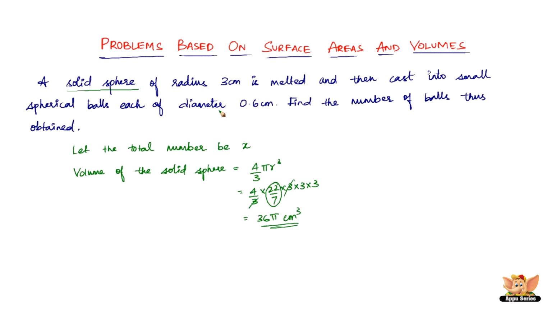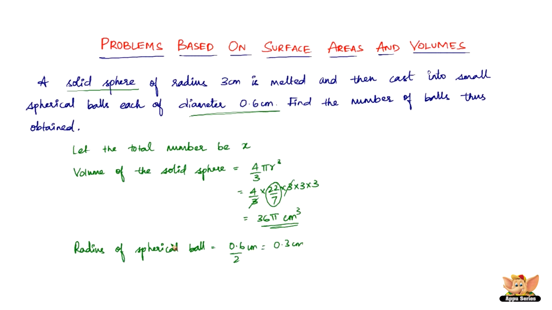So now the radius of each ball is going to be half of the diameter, right? So radius of spherical ball equals 0.6 by 2 centimeters. So that is going to be 0.3 centimeters.